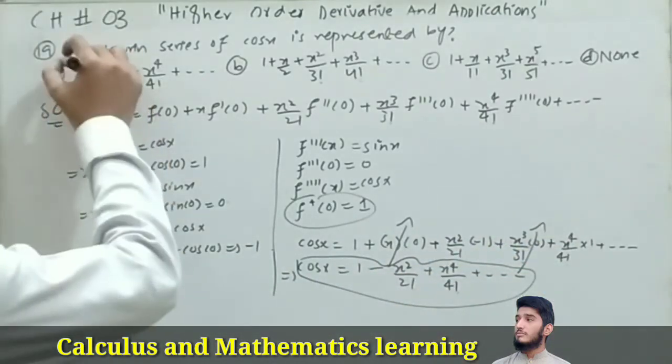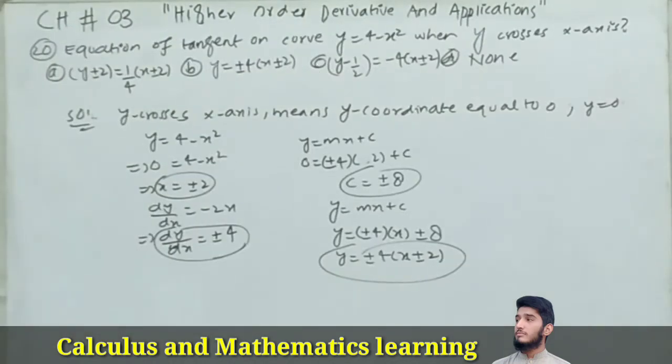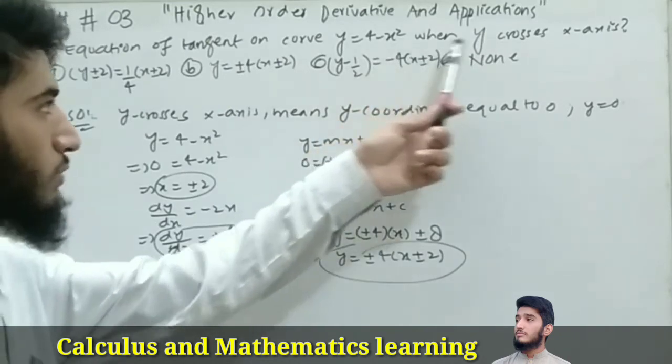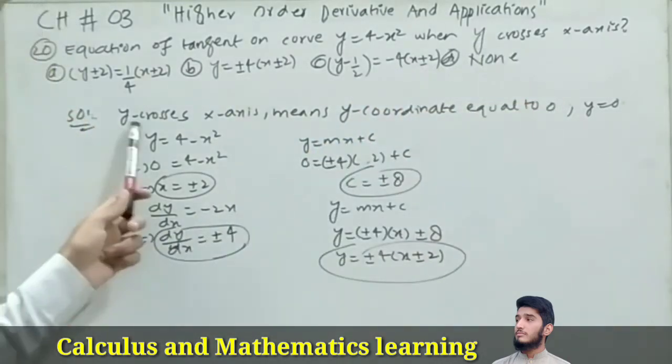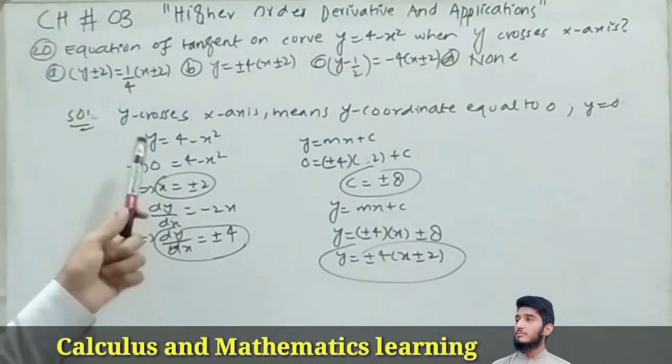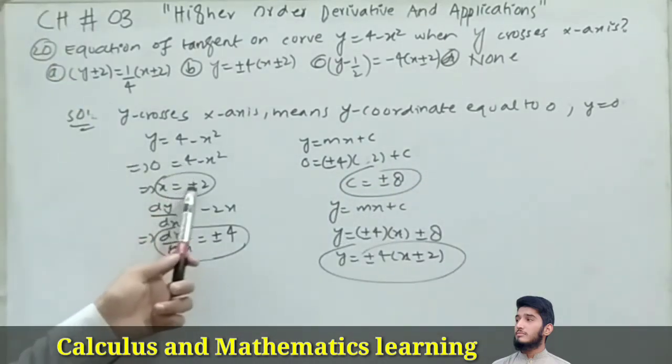So the correct option is option number A. Now move to the next MCQ number 20. Equation of tangent line to the curve y is equal to 4 minus x square when y crosses the x-axis. Y crosses the x-axis means that the y coordinate is equal to 0. By putting y as 0, it will give us the value of x as plus minus 2.